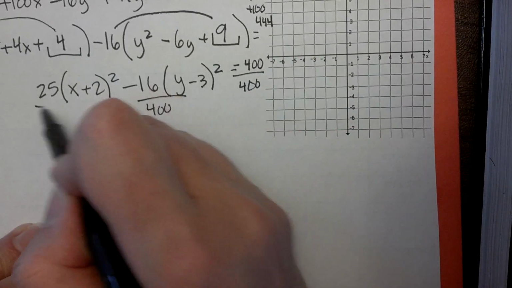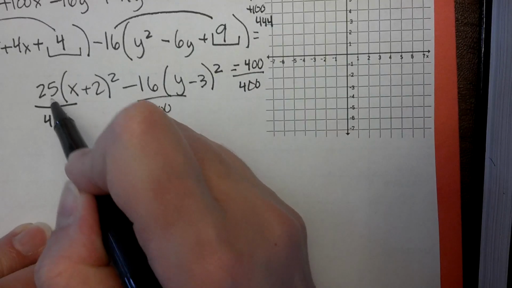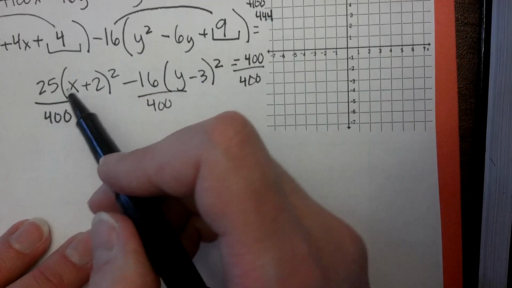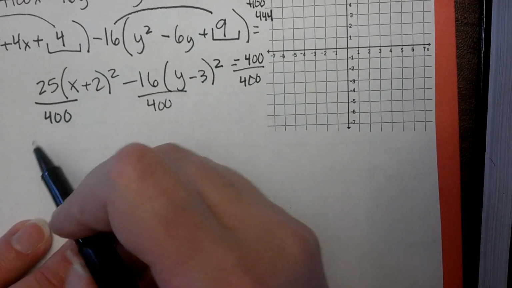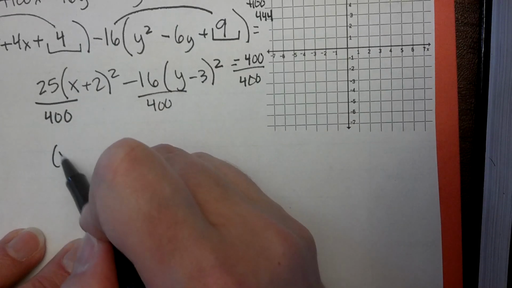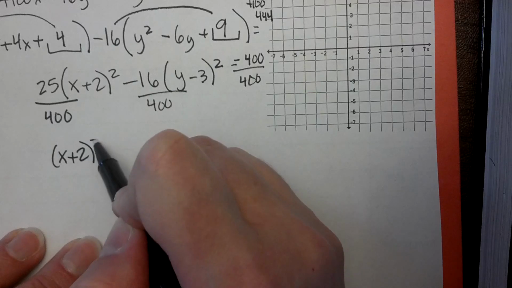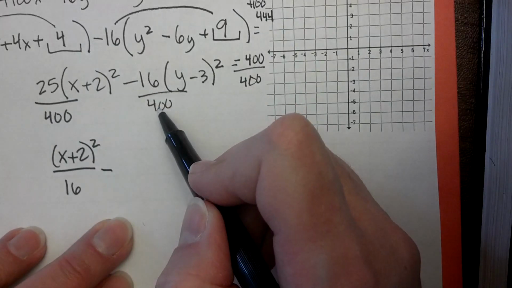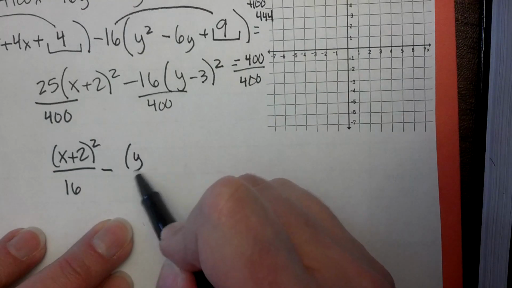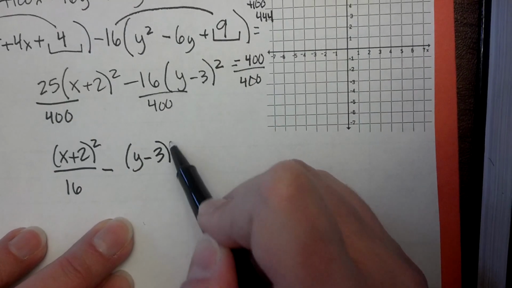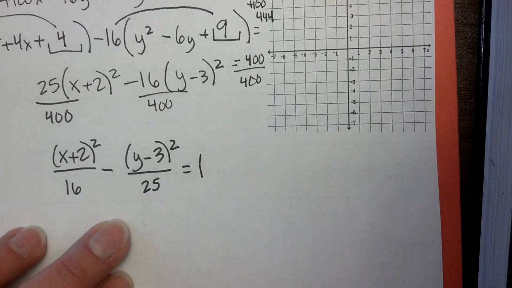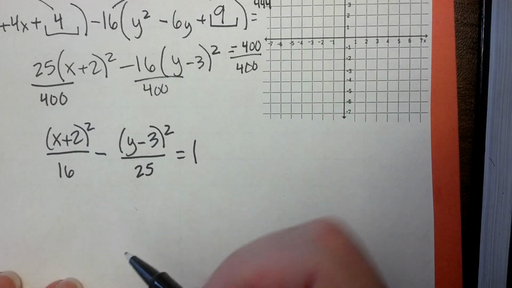Remember, you're just dividing it into the coefficient that you factored out. So 25 over 400 is going to reduce to 1/16. So remember, we don't need the 1. We're just going to put the 16 in the denominator. 16 over 400 reduces to 1/25. We don't need the 1 in the numerator. We're just going to leave the 25 in the denominator, and we got it equal to 1. So there's my standard form.